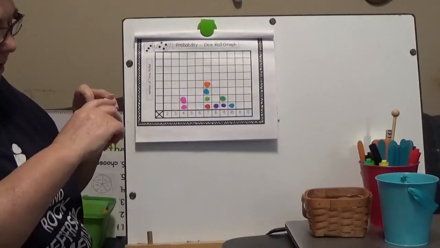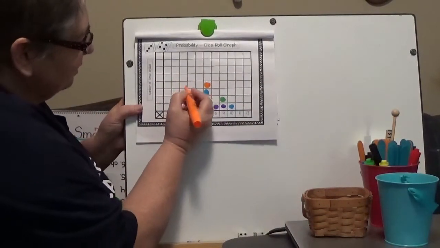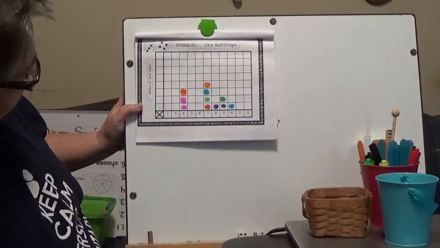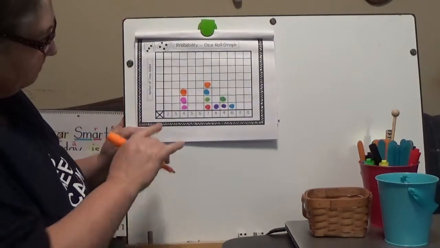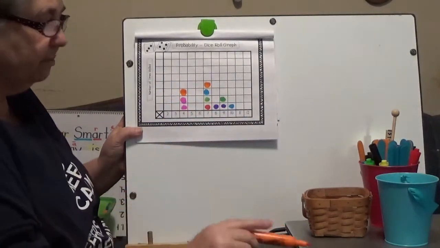2, 3, 4. So we get to fill in a 4. Let's take a look at our graph. Can we say the most today? We can, because 7 has more than everything else, and that means most.